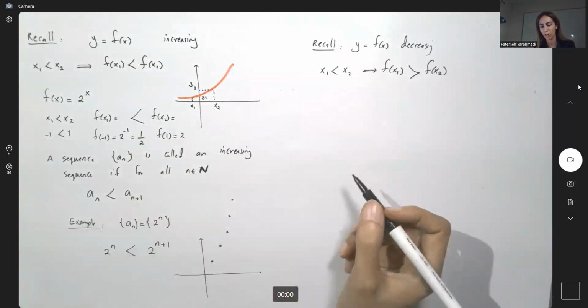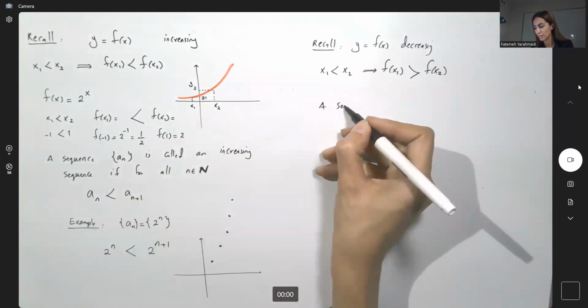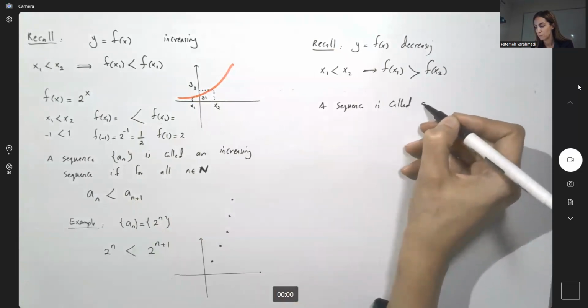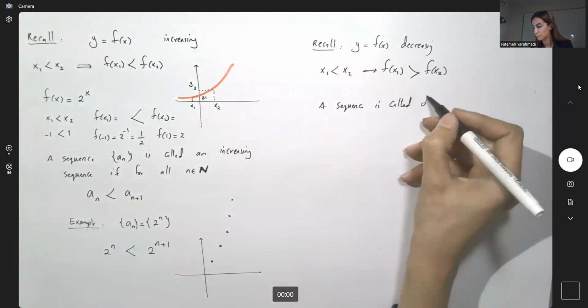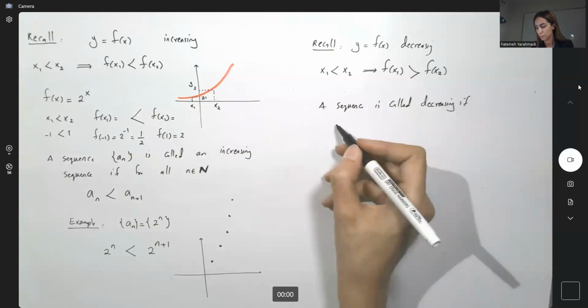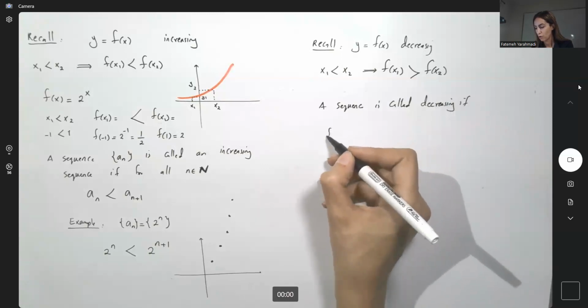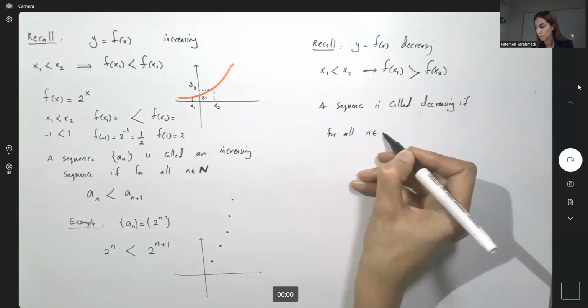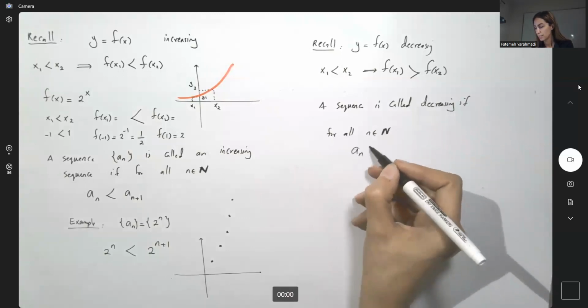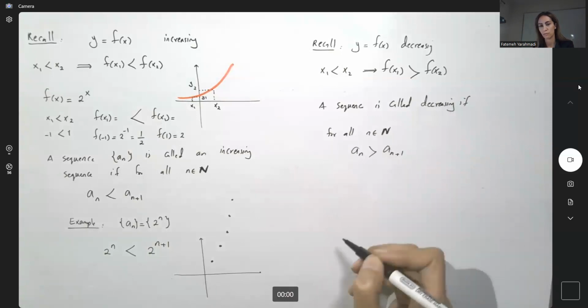The same behavior holds for a sequence. A sequence is called decreasing if, for all natural numbers or numbers in the domain, a_n is more than a_(n+1).